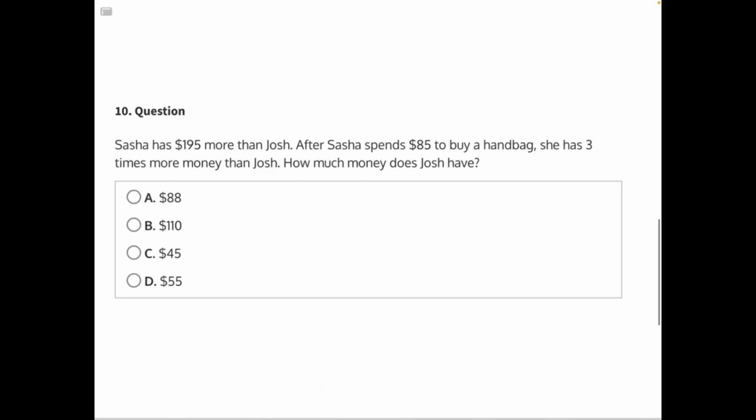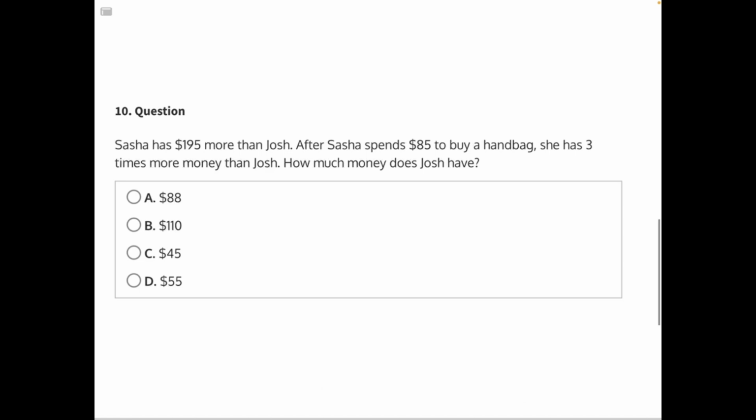Sasha has $195 more than Josh. After Sasha spends $85 to get a handbag, she has 3 times more money than Josh. How much money does Josh have? This is a tricky one because we need to create 2 separate equations in order to solve it.